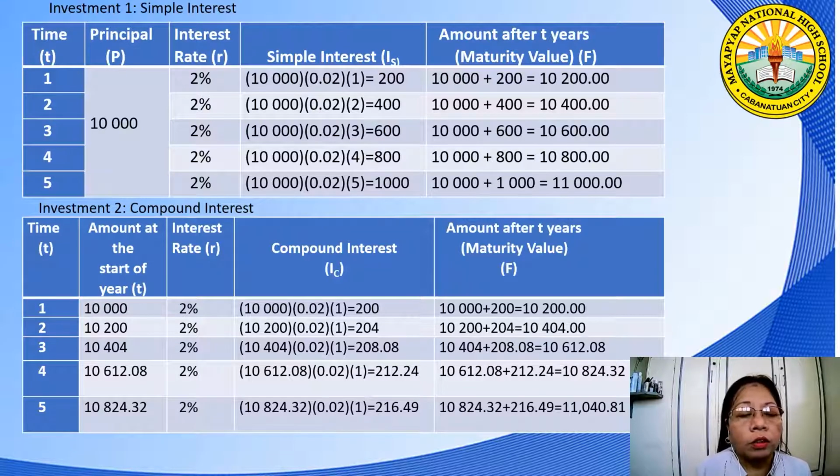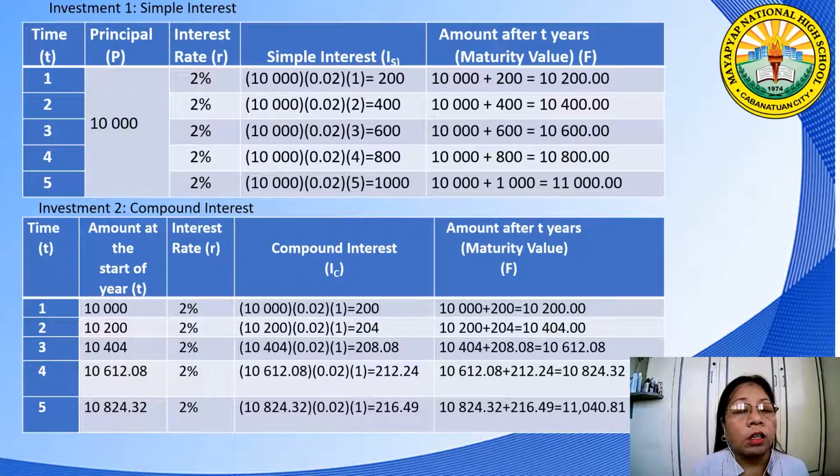So the compound interest or the offer of the bank is better because your money becomes 11,040.81, which is higher than the computation offered by the cooperative group, which is only 11,000 pesos.